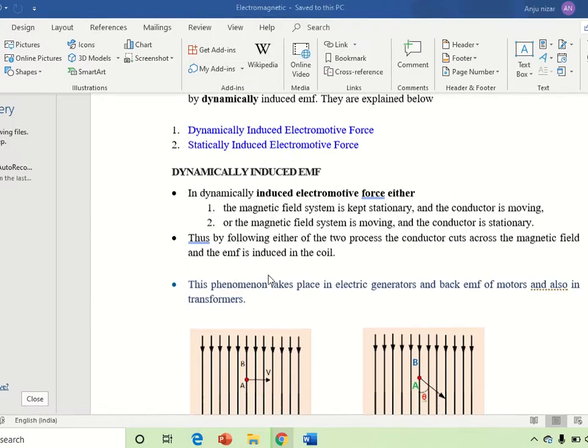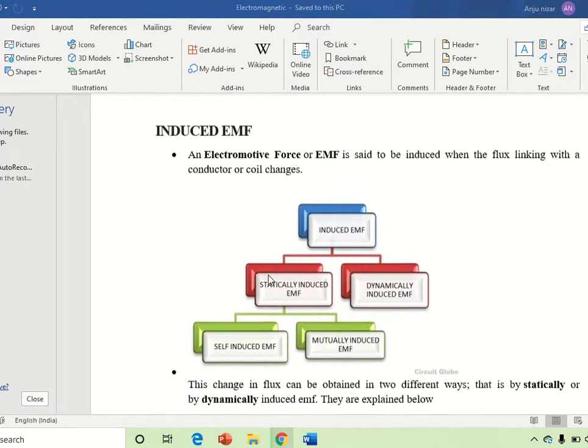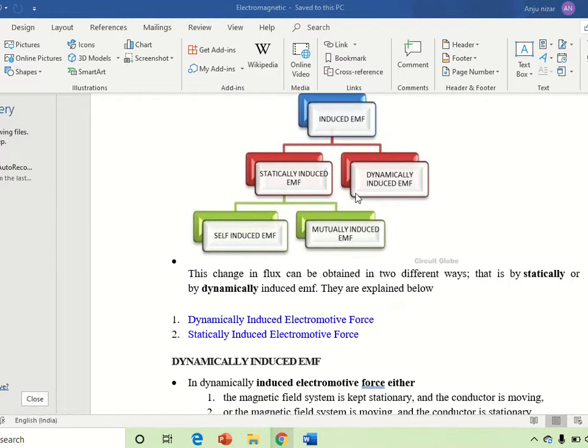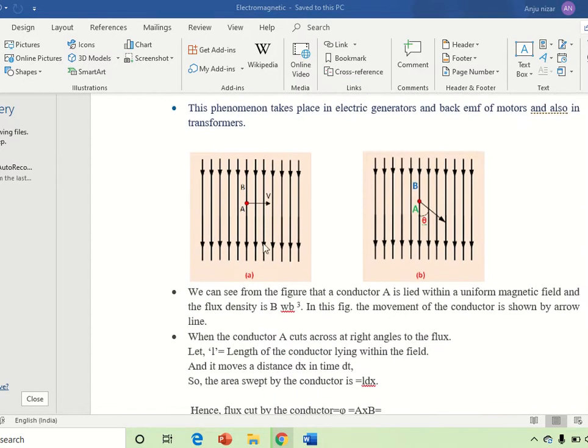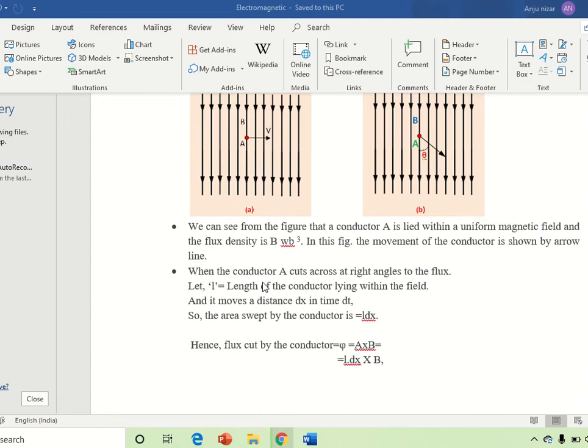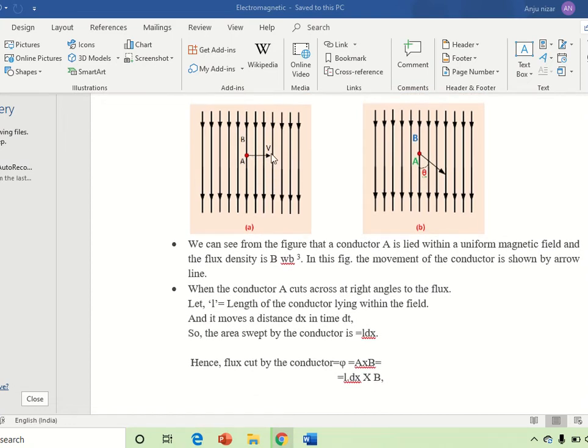So this is the note which I have prepared for you. Induced EMF is mainly classified into two types, statically and dynamically induced. Dynamically induced EMF arises either when the magnetic field is stationary and the conductor is moving, or the magnetic field is moving and the conductor is stationary. Consider this field, and suppose this conductor is moving with a velocity v. You can resolve this into two components, with this angle being theta, aligned with the field.